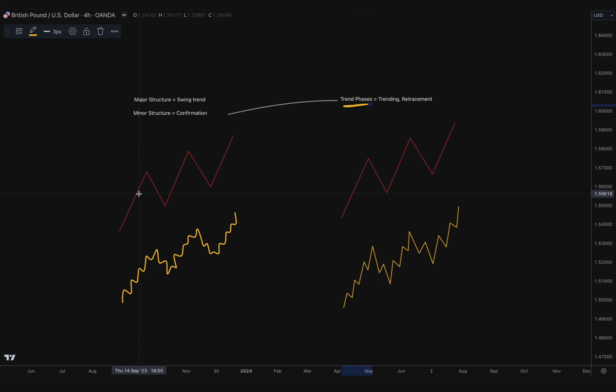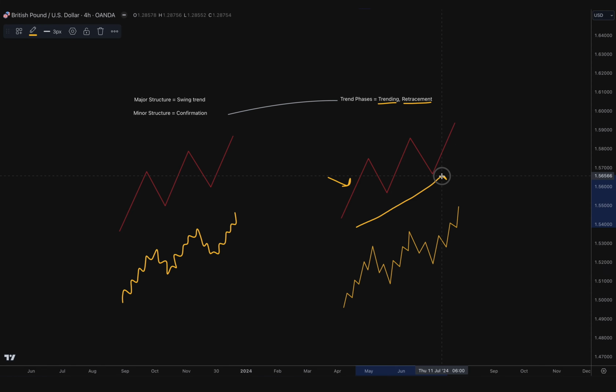So of course we have bullish and bearish markets. But apart from that, we also have trend phases. I mainly look at two phases, a trending phase and a retracement phase. There are many names for this, so you can use whatever you want: impulse, correction, accumulation, distribution, I don't know, there's so many different terms. But essentially the way I look at it, the market is either trending, so it's moving with the overall trend.